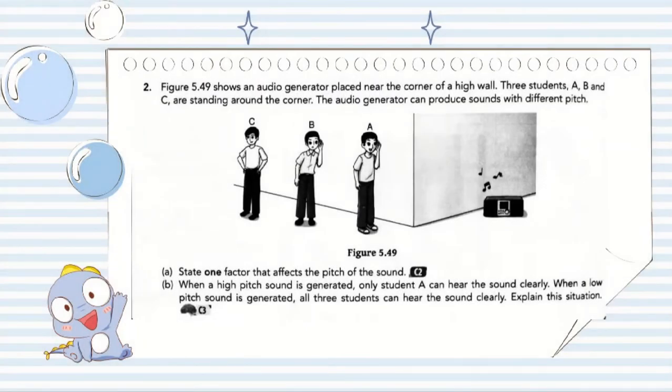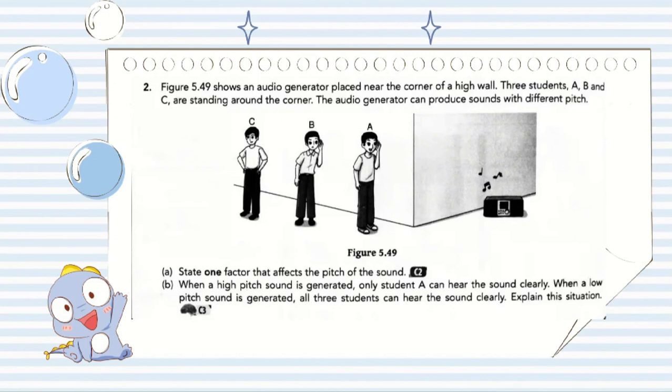Question 2. Figure 5.49 shows an audio generator placed near the corner of a high wall. Three students, A, B, and C, are standing around the corner. The audio generator can produce sounds with different pitch. A. State one factor that affects the pitch of the sound. The answer is frequency. B. When a high-pitched sound is generated, only student A can hear the sound clearly. When a low-pitched sound is generated, all three students can hear the sound clearly.